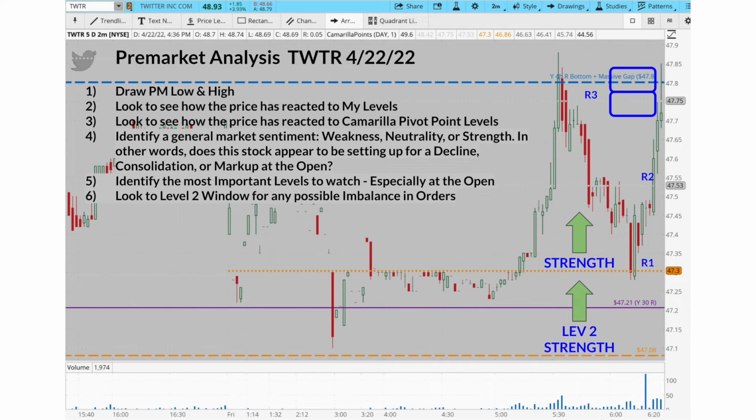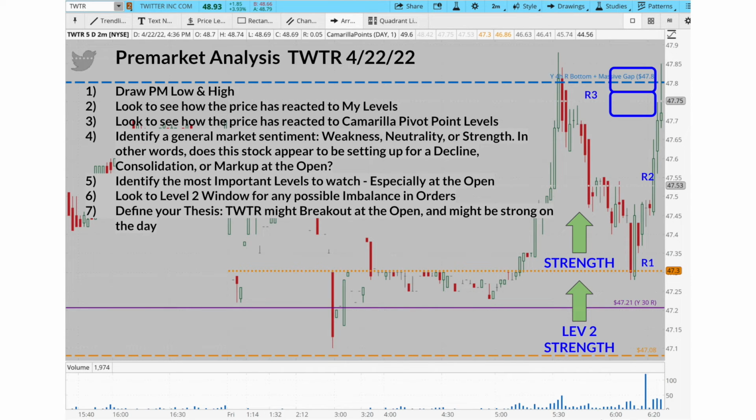So we've looked at level 2 for any possible imbalance or orders. So 7, define your thesis. Well, Twitter might break out at the open and might be strong on the day. That's my thesis. I'm never going to say, oh, Twitter is going to break out at the open and rise and climb and be strong. I don't know that. Nobody knows that.